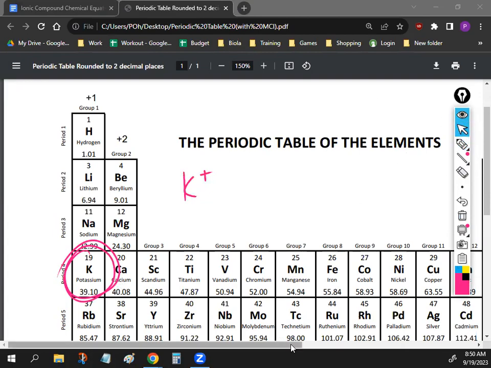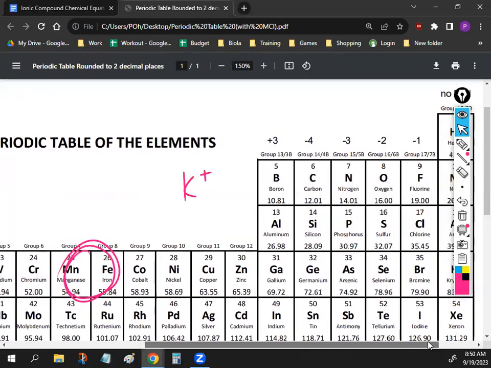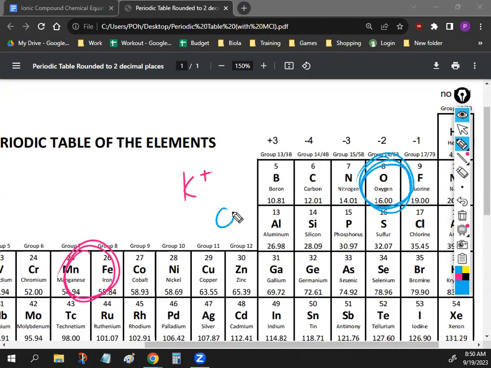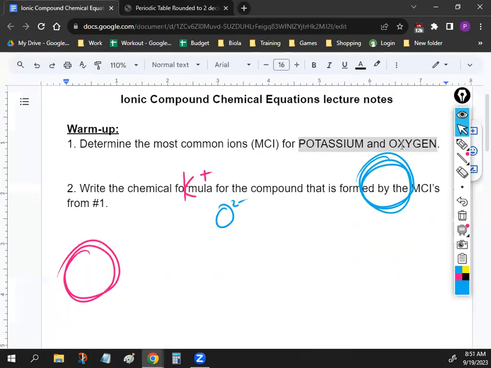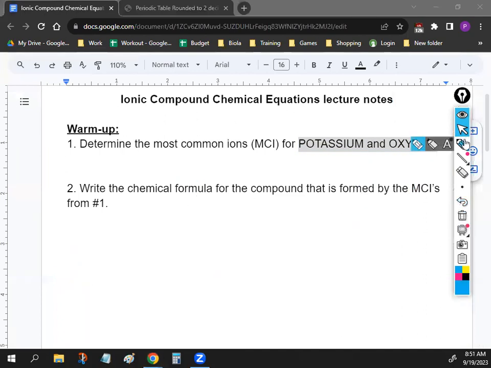All right, for oxygen, we're just going to go to the other side of the periodic table. If you take a look at oxygen, oxygen is in the -2 column. So you're just going to have O2-. That's it. That's how you find and write the most common ions. Any questions about that first one? Hopefully that one's not too bad. All right, so let me just rewrite that for us. So we got O2- and we got K+.